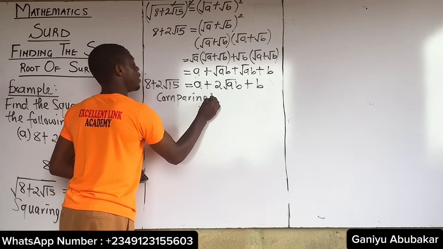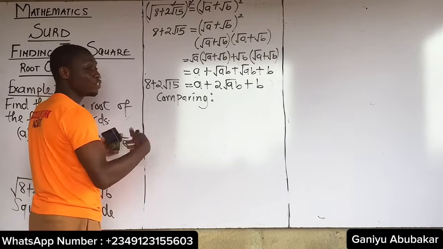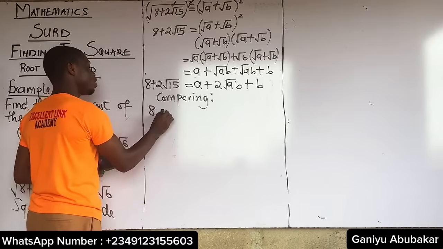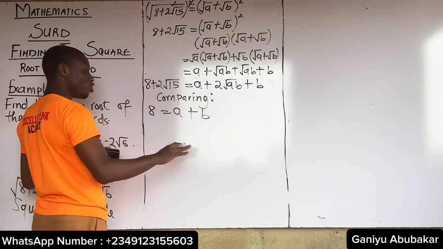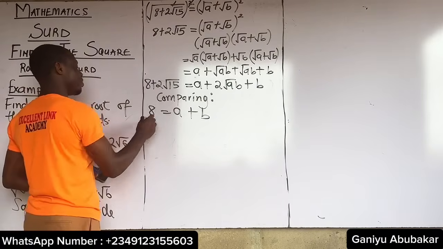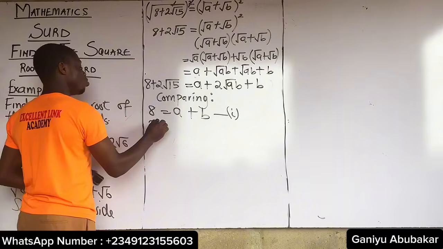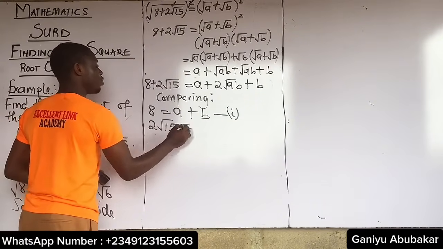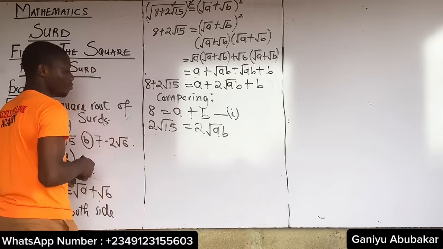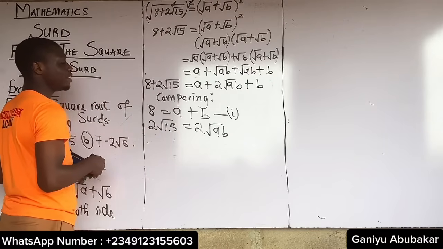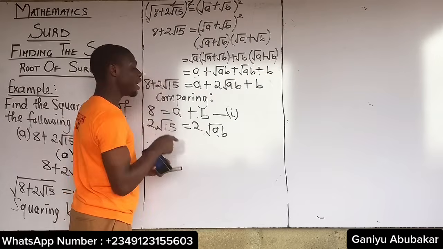Comparing at this point here, what do we know? We said pick out numbers and alphabets that are single. This 8 is equal to a plus b. They are single, they are just pure. This is 2 root 15. Let's call this one here equation 1. This 2 root 15 is equal to what? 2 root ab.